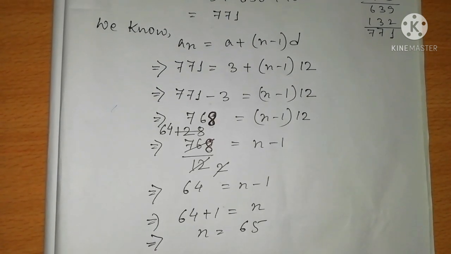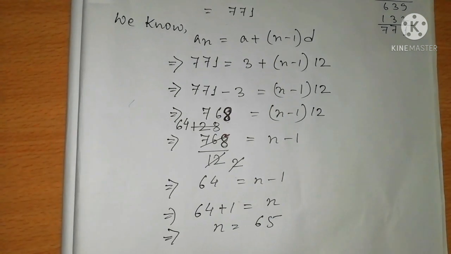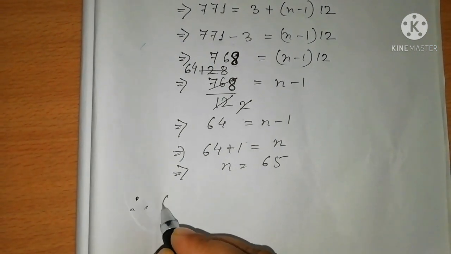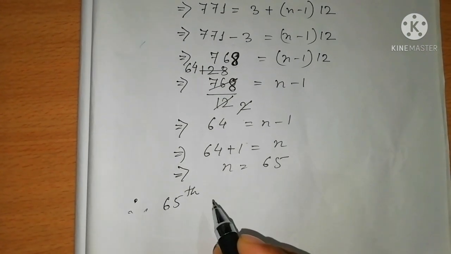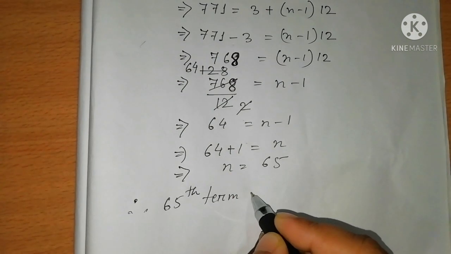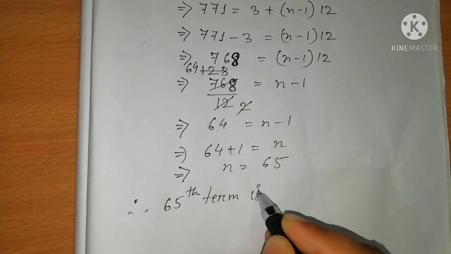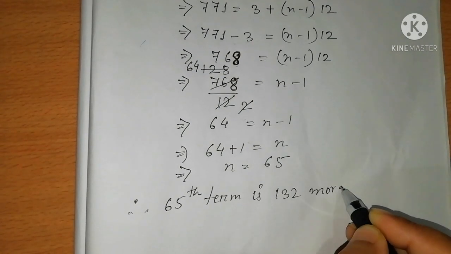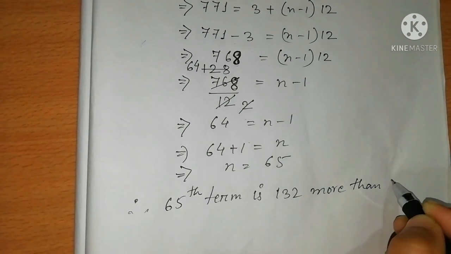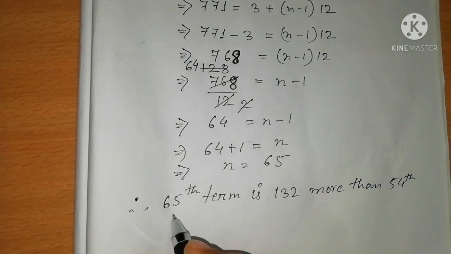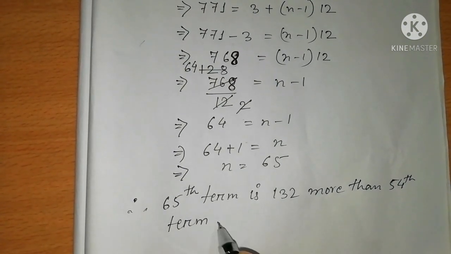That means which term of the AP is 132 more than the 54th term? So therefore the 65th term is 132 more than the 54th term.